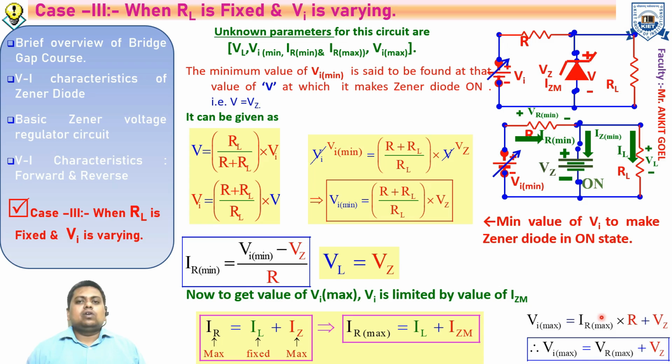Right. So we know the value of the IR maximum, that is the maximum current through the series resistance. So Vi maximum is equal to VR maximum plus VZ. So this is the range you can easily find for the case when the input is fluctuating.